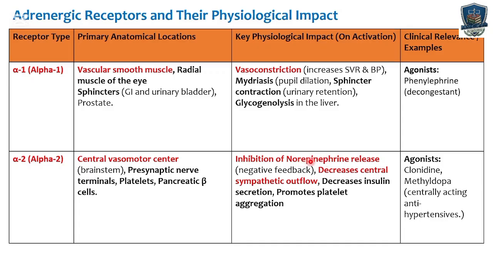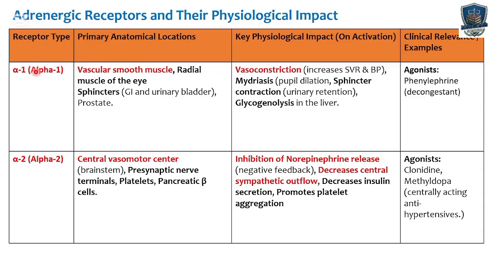So that being said, alpha 2 agonists, the drugs that promote alpha 2 activity, will lead to a decrease in blood pressure. That's something that you have to understand. This is unlike alpha 1.